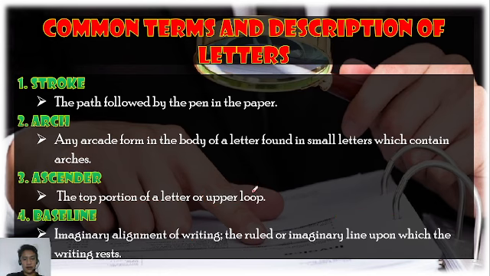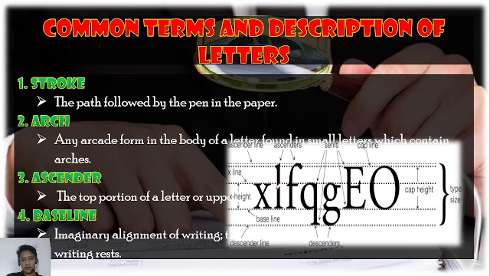Okay, so now let us try to have this illustration. We are going to look for the ascender, as we have said a while ago. Ascenders are the top portion of a letter or an upper loop. So we have here the long letters. You can see here we have the ascenders. The top portion of these upper loop letters, we are referring to them as ascenders. Take note of that.